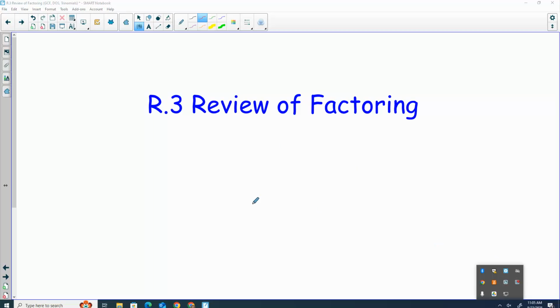Factoring is like working backwards. We just got done doing those multiplication problems.